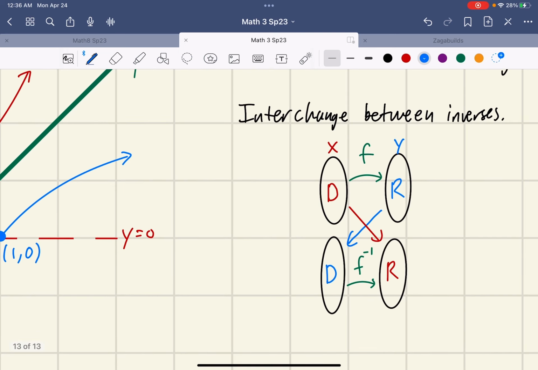So what ends up happening is all your x's for one function become nothing but y's for its inverse. And the y's of the original function become the x's of the inverse. So what you're really doing to find your inverses is you're interchanging x and y between each other. But that's also interchanging the domain and range.